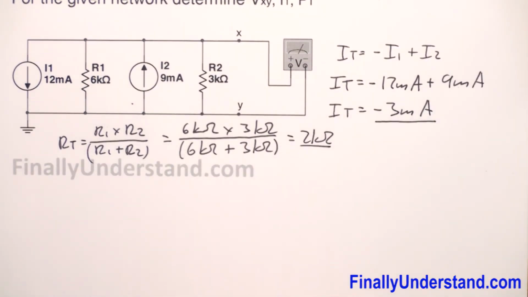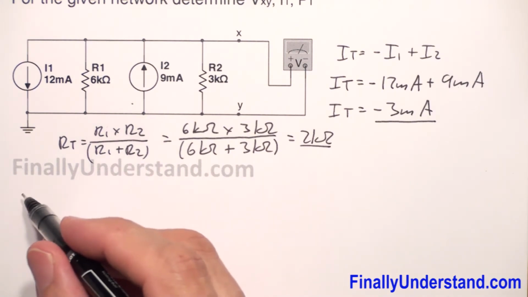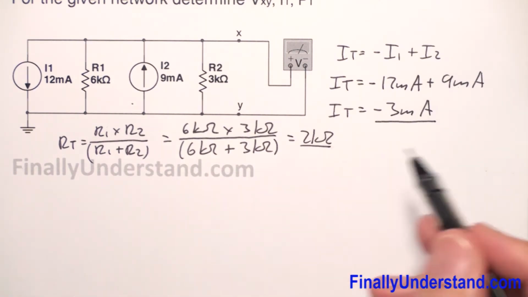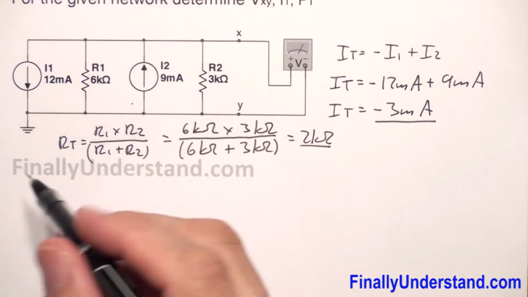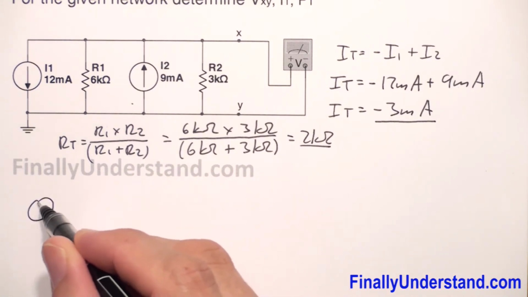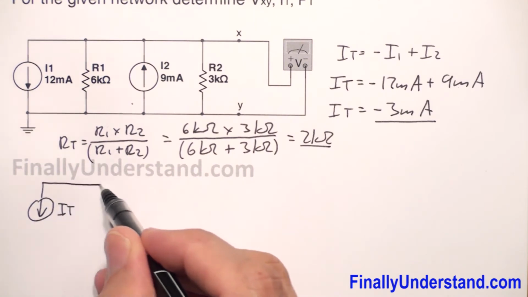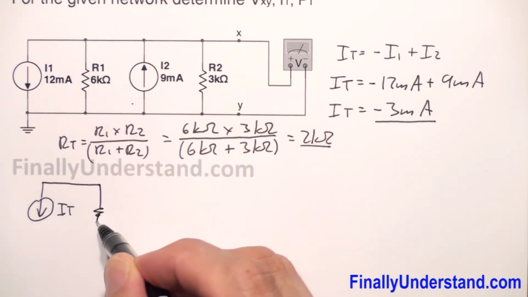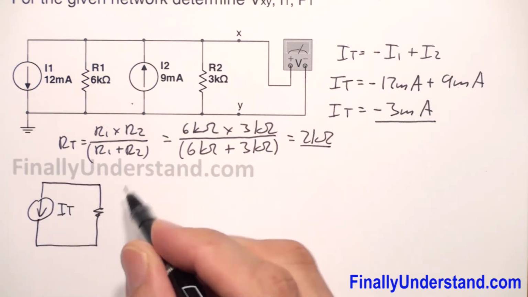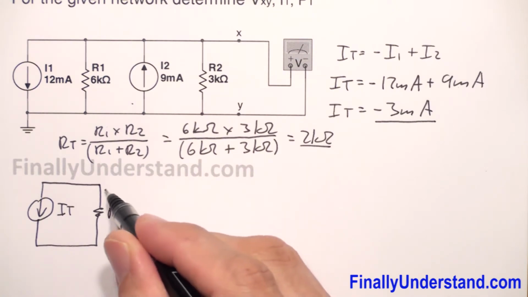Now we can redraw the circuit, and the circuit is going to look like this. Because I have negative current, I'm going to draw the current source in this way. This is my I total, and this is my R total.